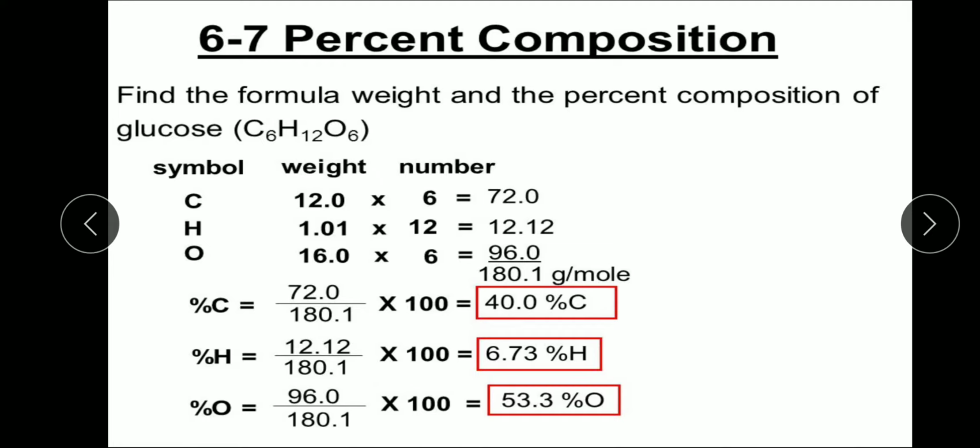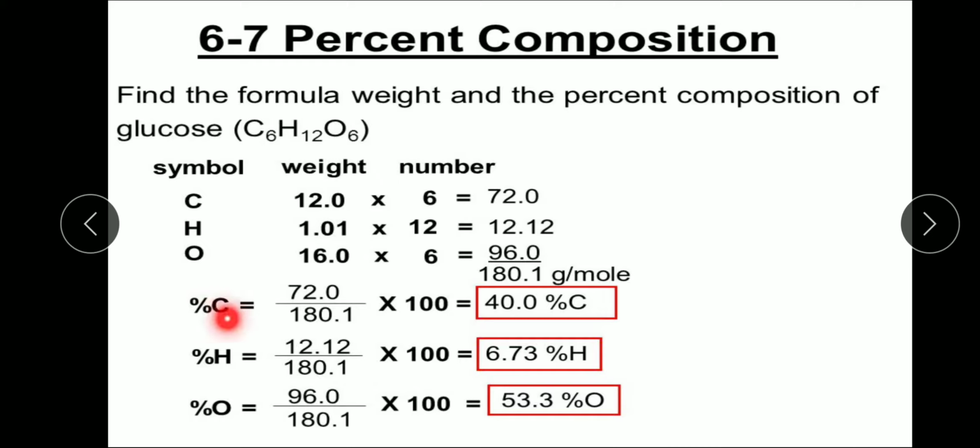Like that, here 12 hydrogens are there, 12 into 1.01 gives 12.12. Like that, oxygen 6 into 16 gives 96. The total amount gives 180.1 grams per mole. It gives the molar mass, or the formula weight, of the compound. Later on you calculate the percentage composition of each element in the compound.